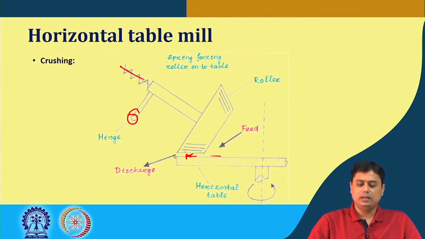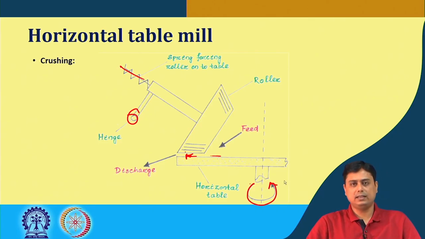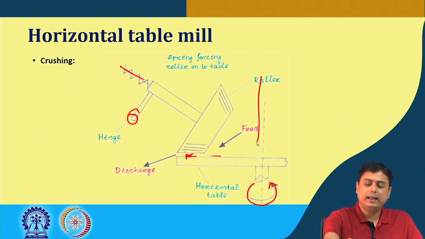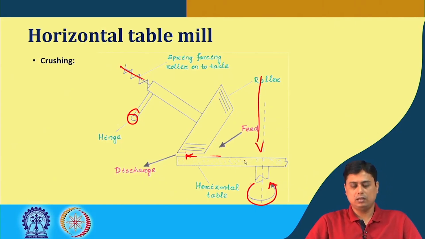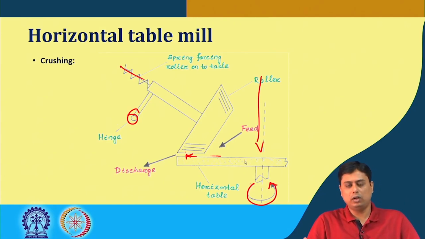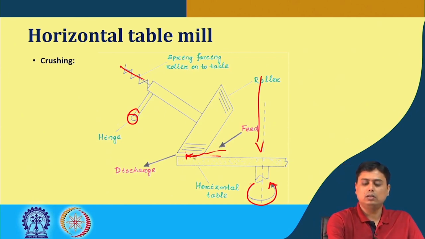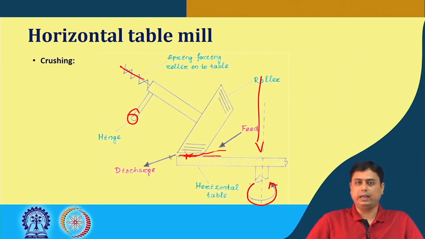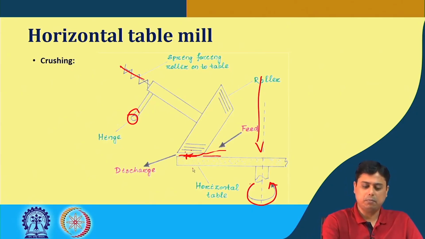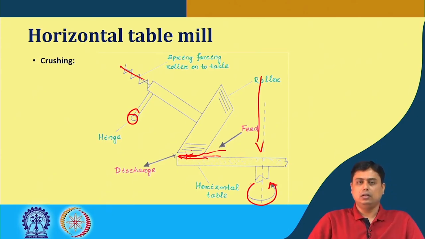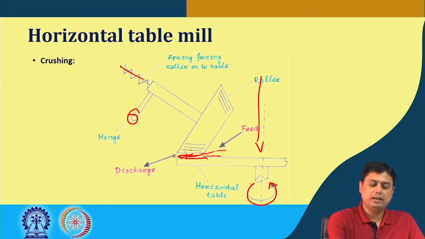What happens here is that this horizontal table rotates about its axis. The feed that comes in on the plate is accelerated by the centrifugal motion. It tends to move outward, and as it moves outward it can only pass through the gap created between this crushing roll and this plate. As it passes through this gap, it is crushed, the size is reduced, and the discharge is collected.